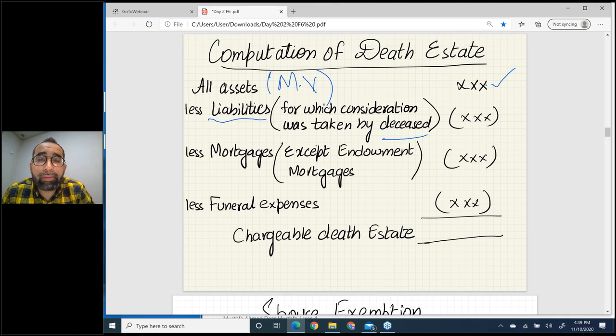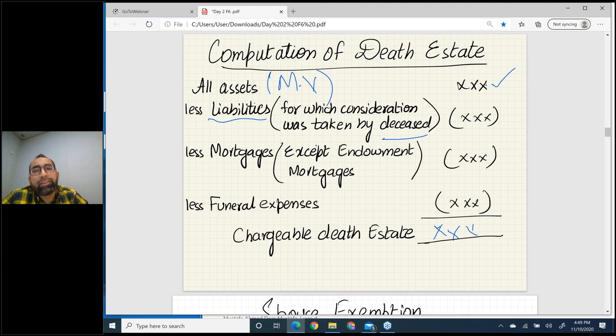So never include the market value of a life insurance or life assurance policy. Just add the actual receipts of life insurance or life assurance policies. And finally, you can less the funeral expenses. So here you will have the chargeable estate. This will be your chargeable death estate.